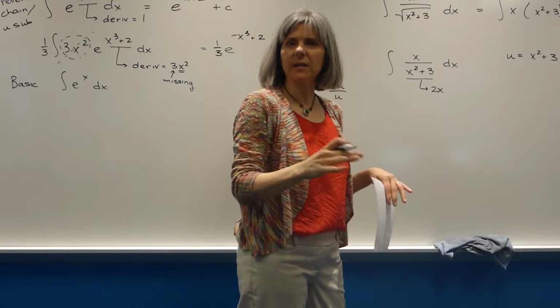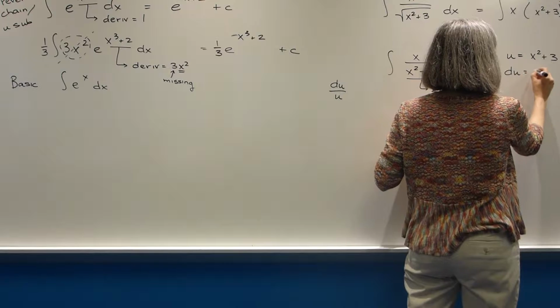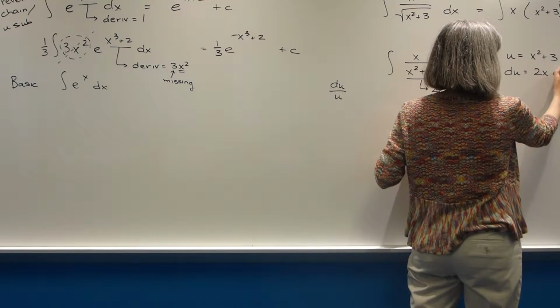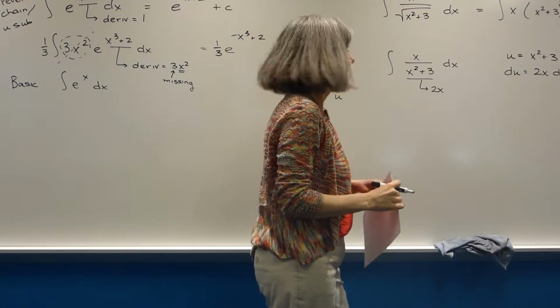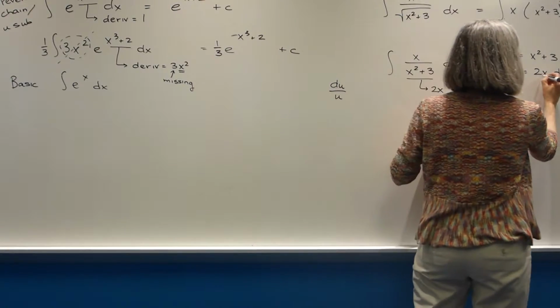Because that's going to simplify things. The problem is that the denominator is a mess. And that means du is the derivative of that, 2x dx. So what do I have? I have x dx. I have this much.